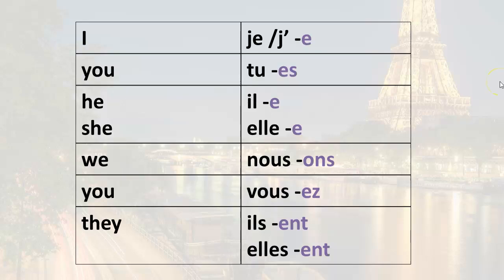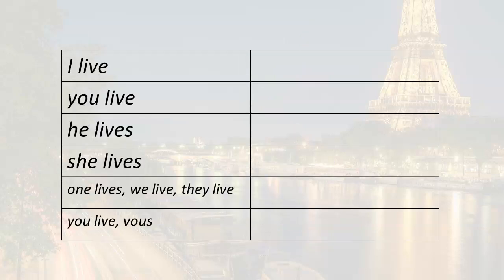Remember, for regular ER verbs, if you have memorized the endings, then you can conjugate any regular ER verb. So we're going to apply these endings here to the root of the infinitive. Remember that you find the root by removing the ER. So let's go ahead and go through the exercise of conjugating the verb, I live.